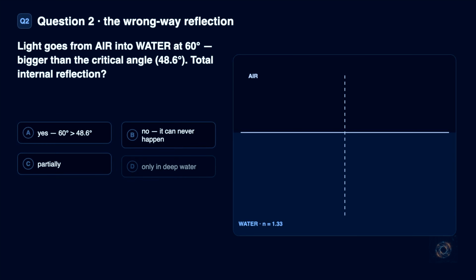Question 2. Light travels from air into water, hitting the surface at 60 degrees. 60 is bigger than the critical angle, 48.6. So, total internal reflection? A, yes, the angle beats the critical angle. B, no, it can never happen this way. C, partially. Or D, only in deep water. 5 seconds on the clock.